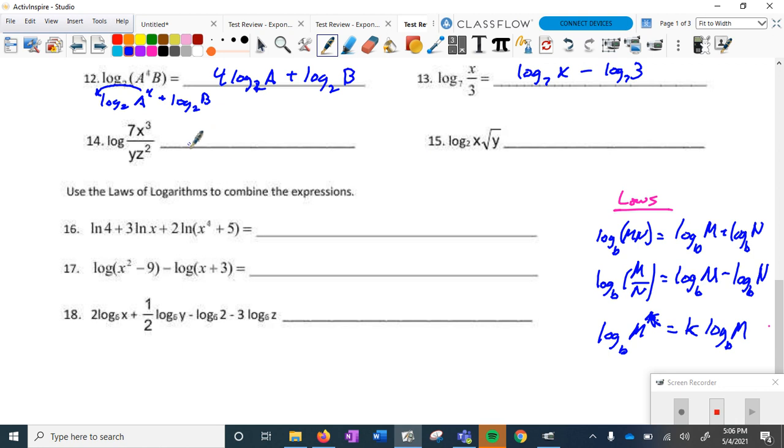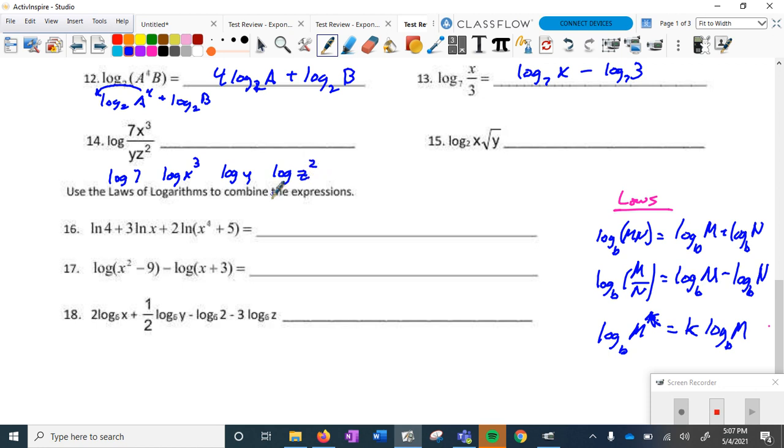Okay, now same thing with this one. Everything gets its own log, even the 7. So the 7 gets its own log. The x to the third gets its own log. The y gets its own log. The z gets its own log.